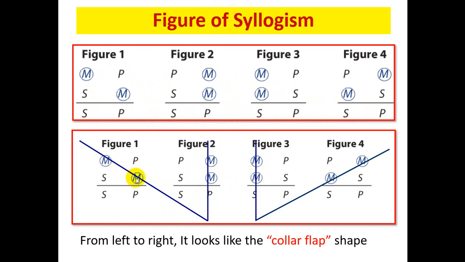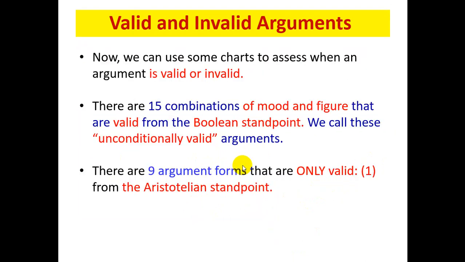It seems like the collar flap, this shape, this one like this, that one like this, because this is from left to right, then vertical, followed by right left. So it seems like the collar flap. To memorize it easily, you can use this shape. But what about the valid and the invalid argument? Valid means sadiq and invalid means kazib.